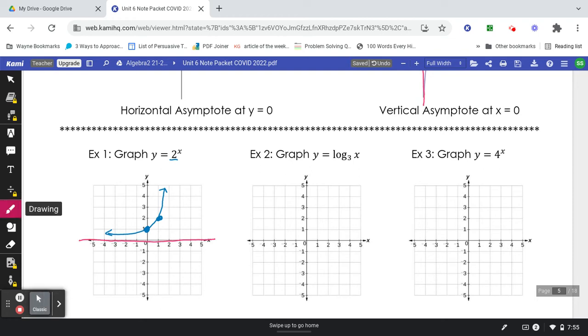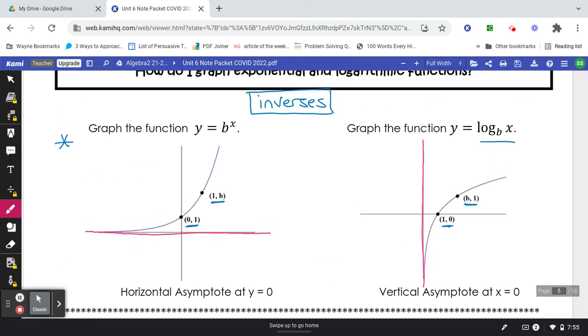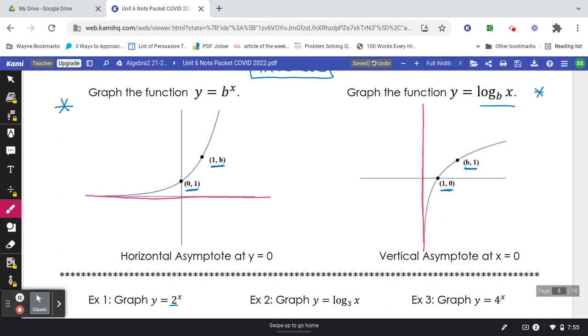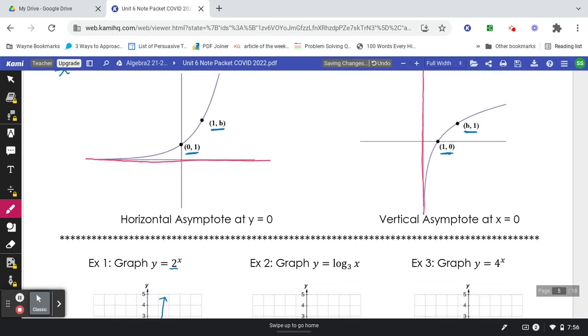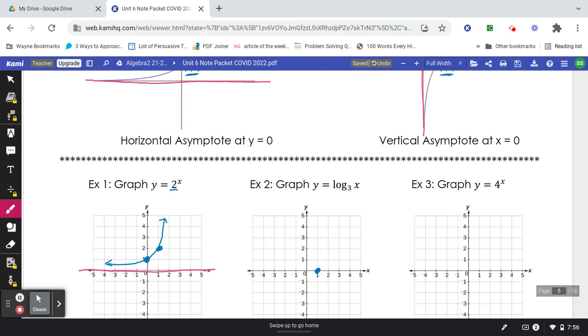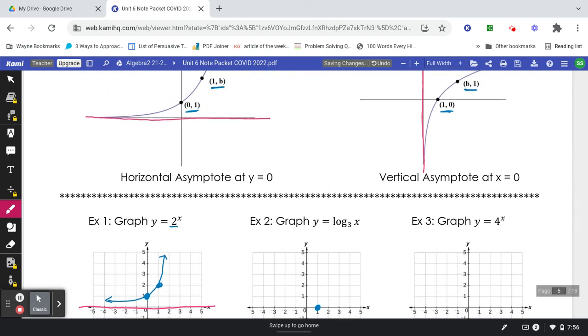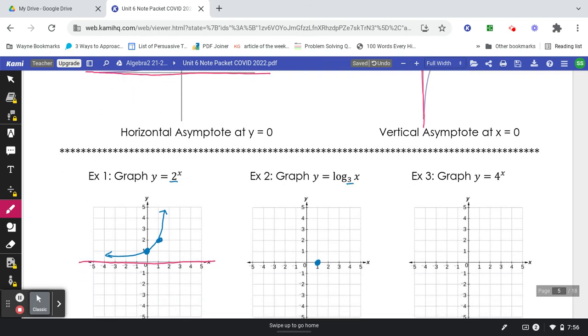All right, the next one is a log problem. So we're going to make sure we're looking at this upper right-hand example. And we're going to plot the point always (1, 0). So every log problem has the point (1, 0) right there. And then the next point you can see is (b, 1). So in this case, our b is 3. So we're going to plot the point (3, 1). Create that same shape. Then take your pencil and draw a vertical line just like that.